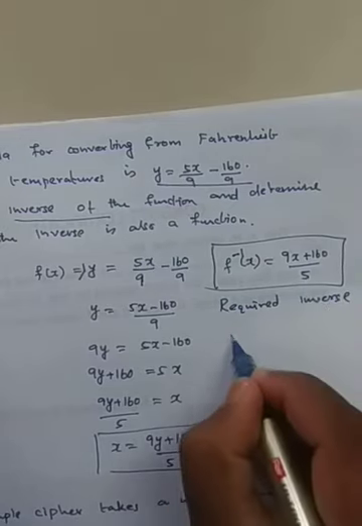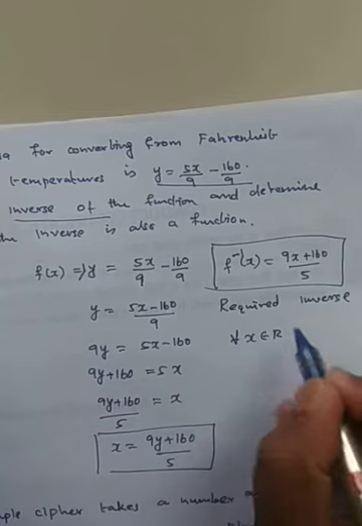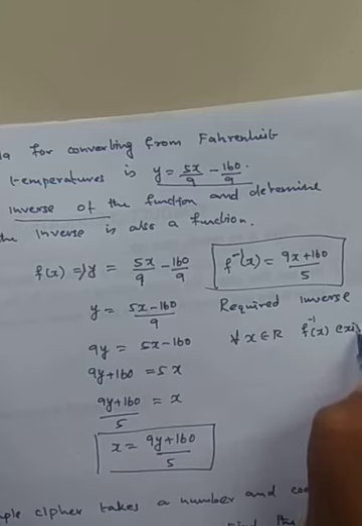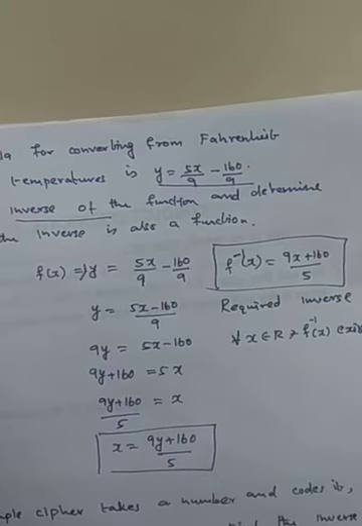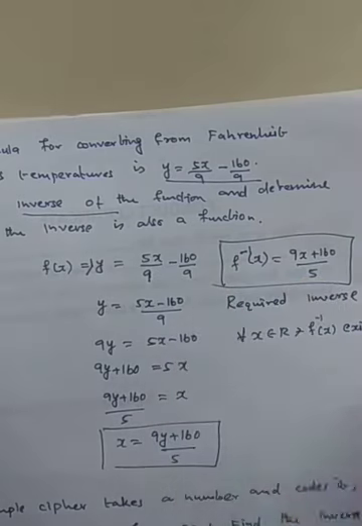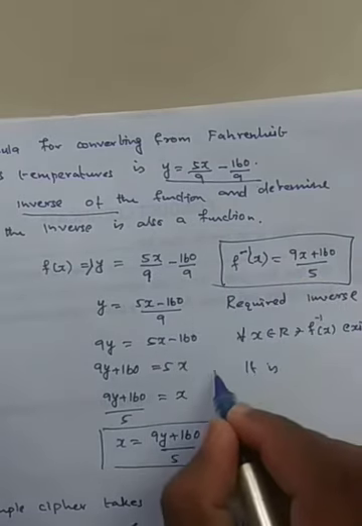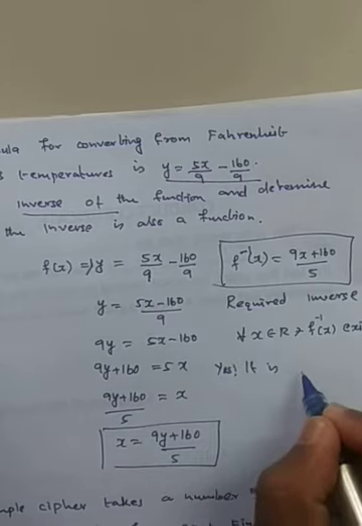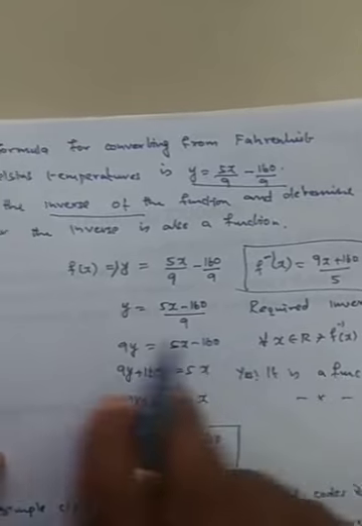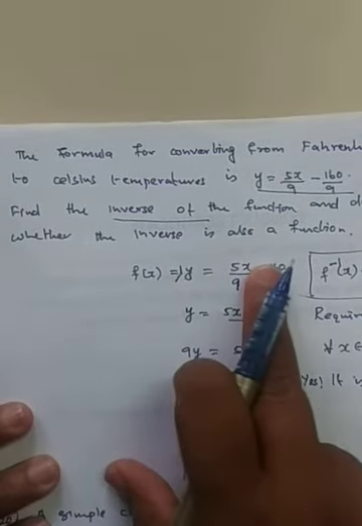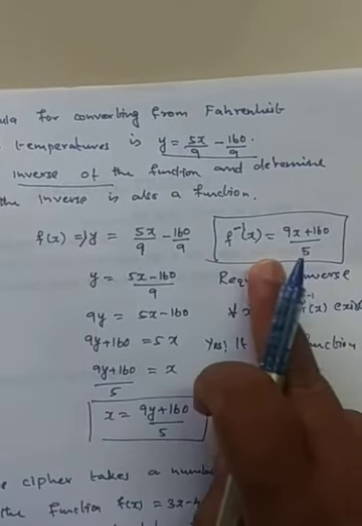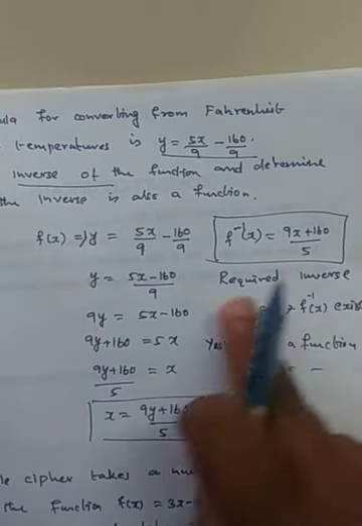See, for all values of x belonging to real numbers, f inverse exists. There exists f inverse. Isn't it? So for any value substituted, the inverse will exist. That's why you can say yes, it is a function. Okay, these two lines you add. Why? Because they are asking whether the inverse is also a function. So that's why you need to write it. f inverse of x is 9x plus 160 by 5. That is the required inverse.